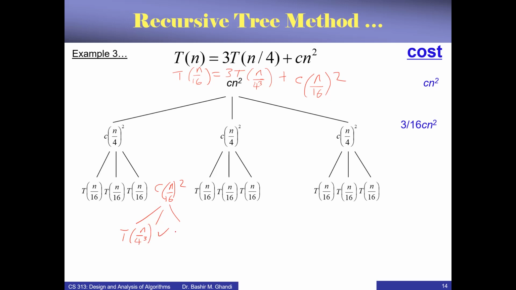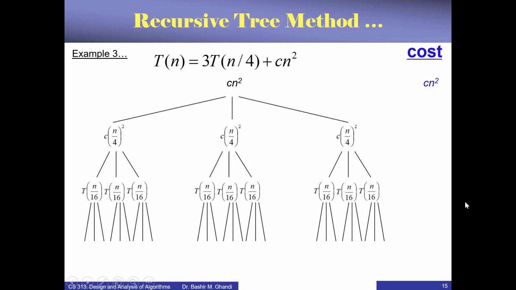Okay, T(n/4)^3, T(n/4)^3. Each of these terms can be represented like that. So the question is, what is the cost of this level? This is what it will look like. It's (3/16)^2 cn^2.